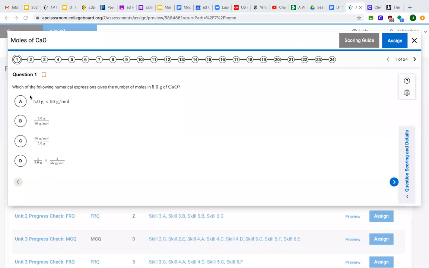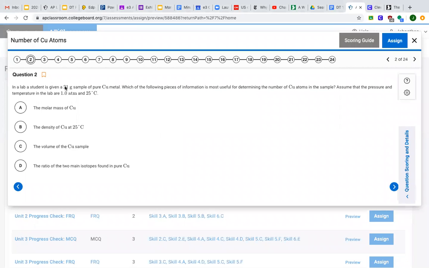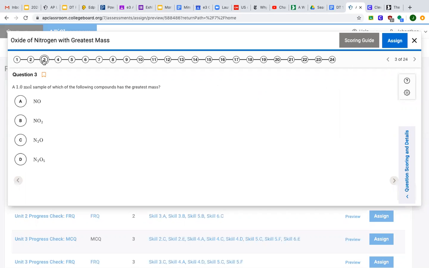Okay, so for number 1, we think the answer is B, because you've got 5 grams divided by 56 grams per mole. That's going to give you an answer in moles, okay? So it's B. Number 2, we've got 21 grams. We want to know how many moles there are. So we need the molar mass, okay, to perform a calculation just like the one we performed in question 1.